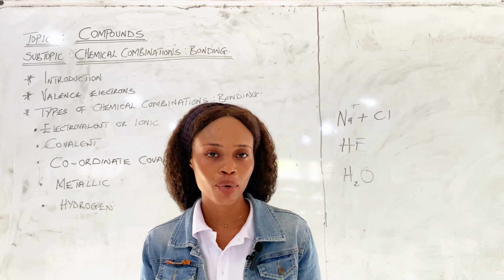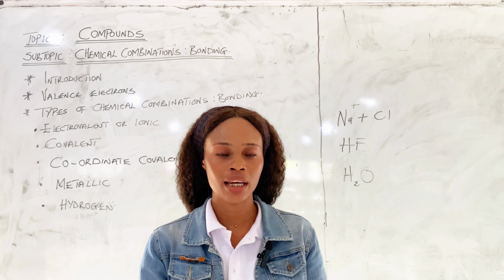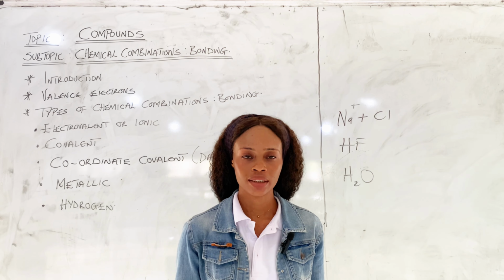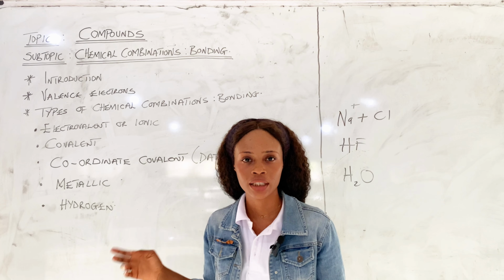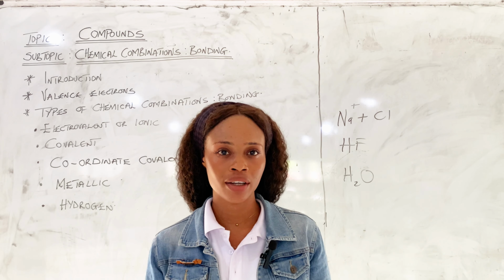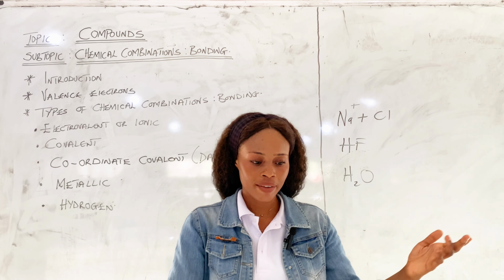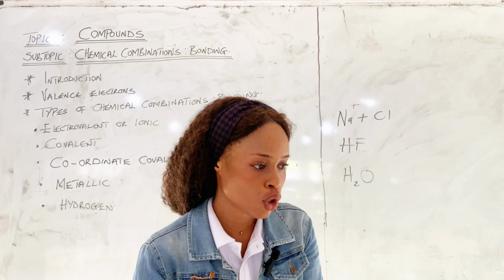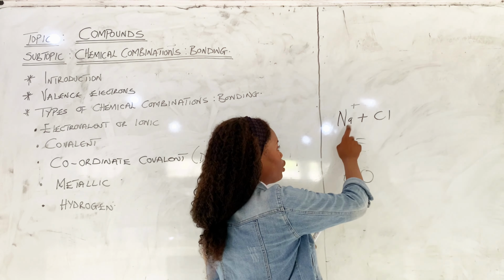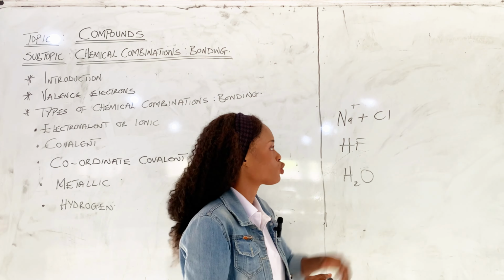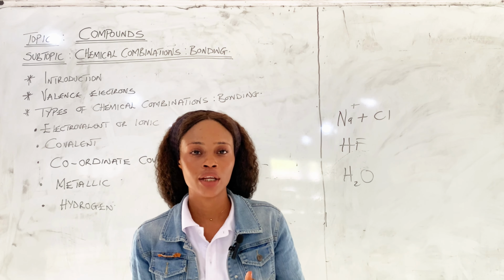So for ionic bonding, we said ionic bonding is a type of bonding in which there is complete transfer of electrons between elements. While in covalent bonding, there is sharing of electrons. So for electrovalent, there is complete transfer. For example, the one that exists between sodium and chlorine. When sodium reacts with chlorine, sodium has to give away one electron to chlorine to attain stability. So that's an example of ionic or electrovalent bonding.